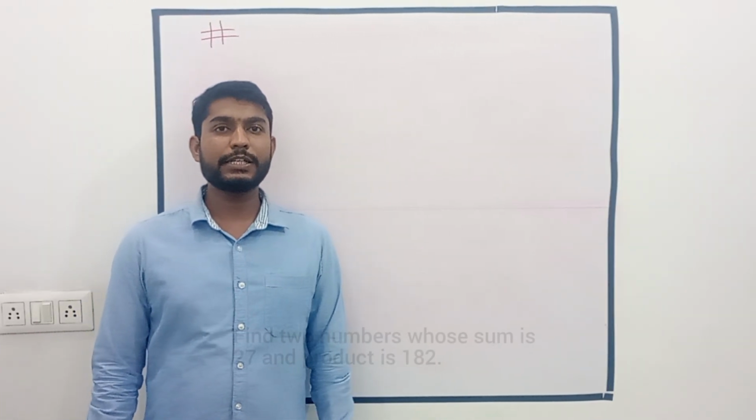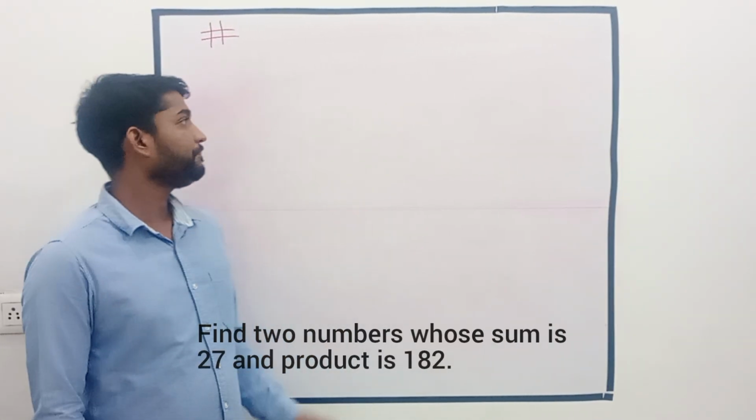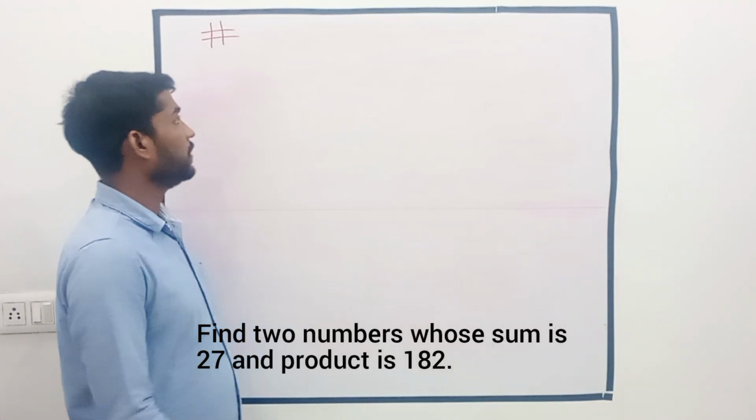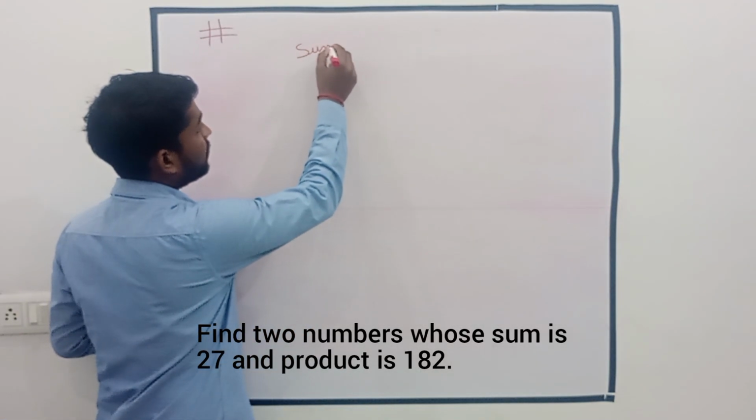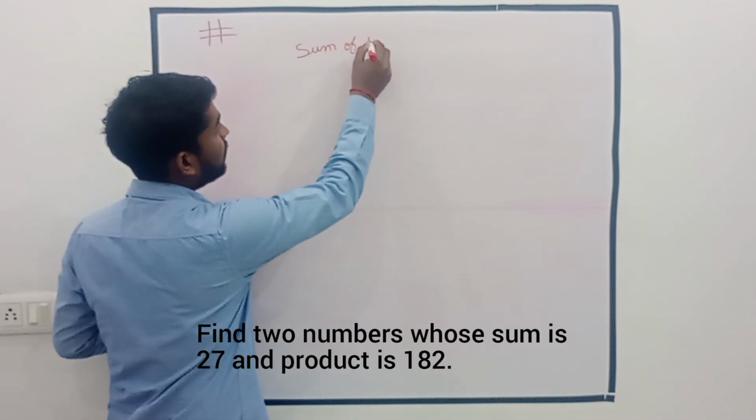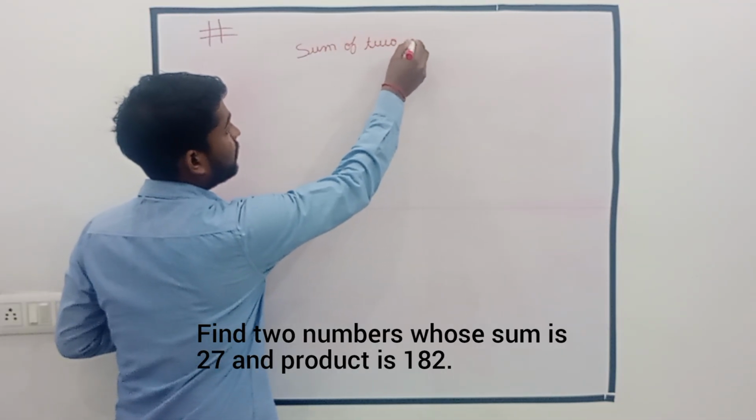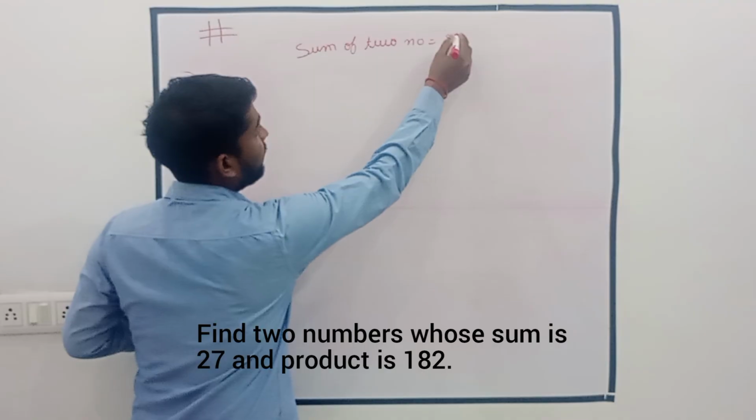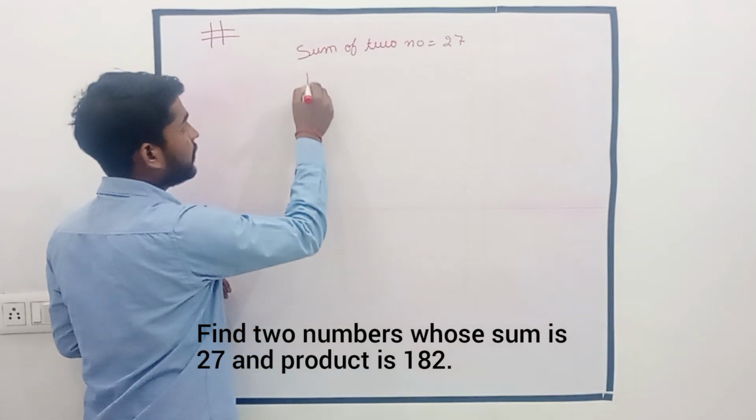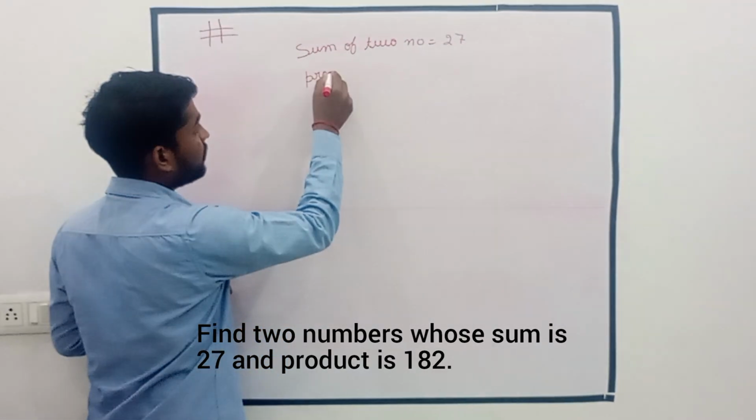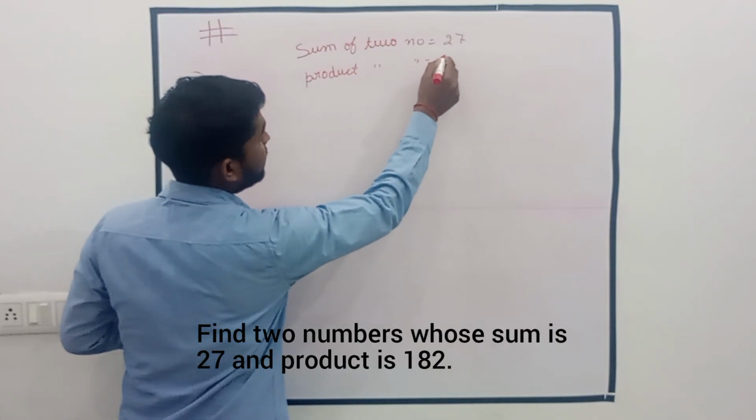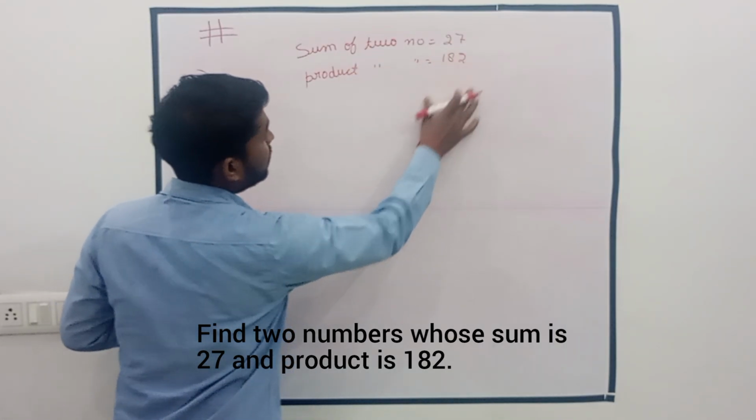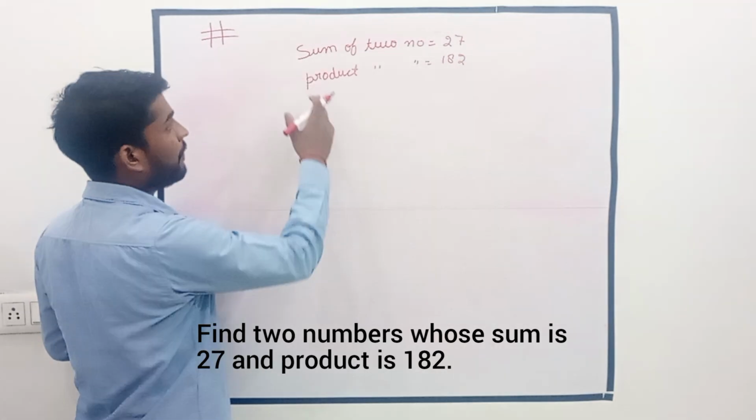Good morning class, and today we will discuss the next exercise subjective question. In question number 2, they are asking: the sum of two numbers is 27 and the product of the two numbers is 182.